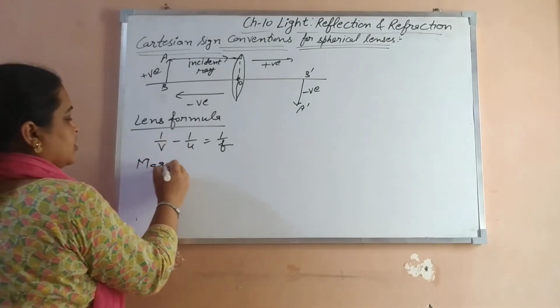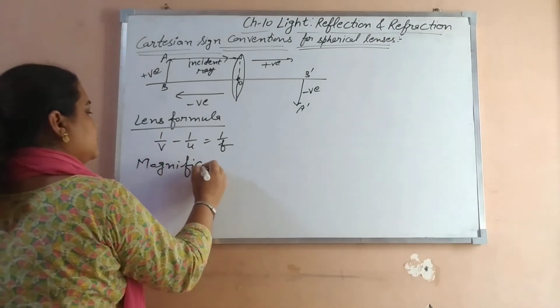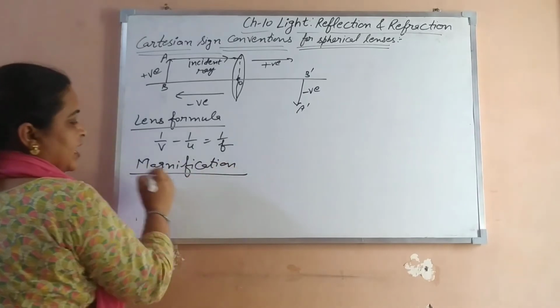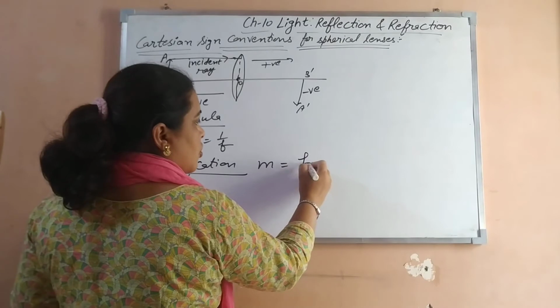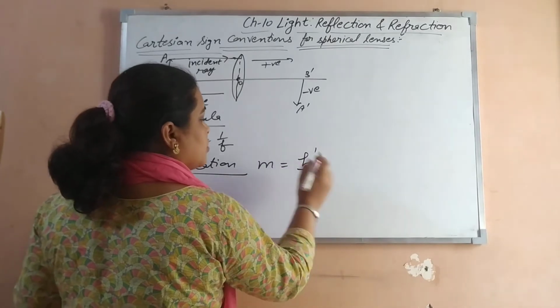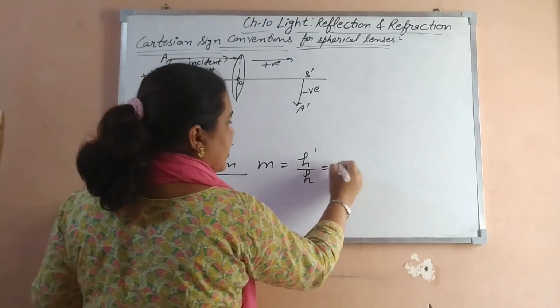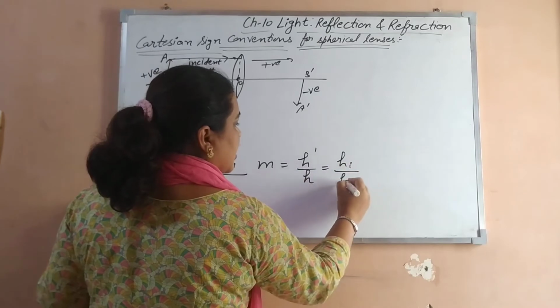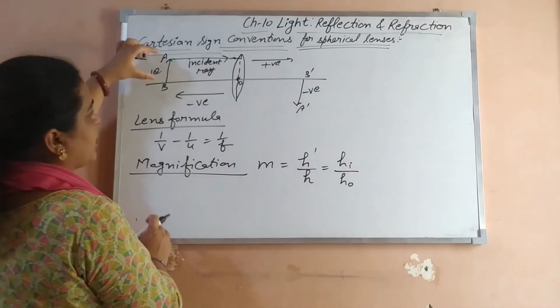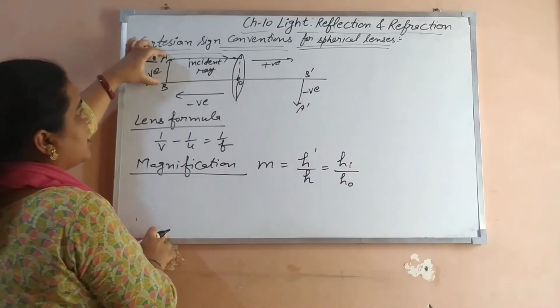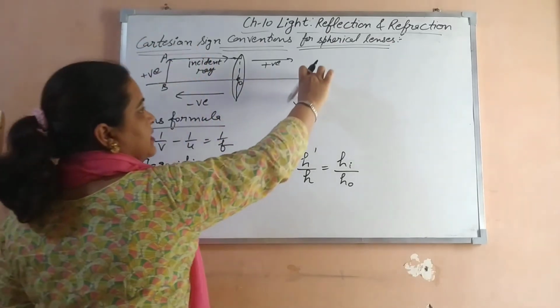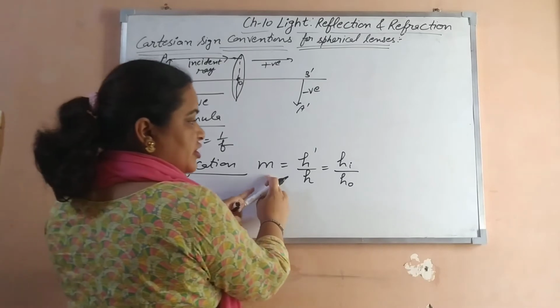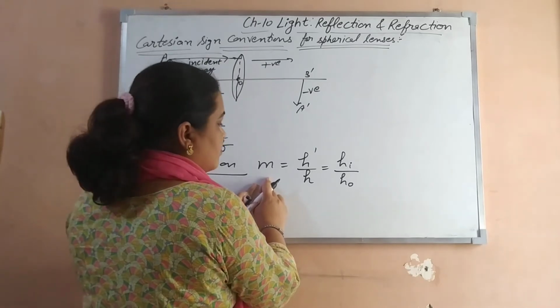Next is magnification. Magnification for a lens, denoted by m, is the ratio of the height of image to the height of object. This is above the axis and this is below the axis, so this is the height of object and this is the height of image. So magnification can come positive or negative.